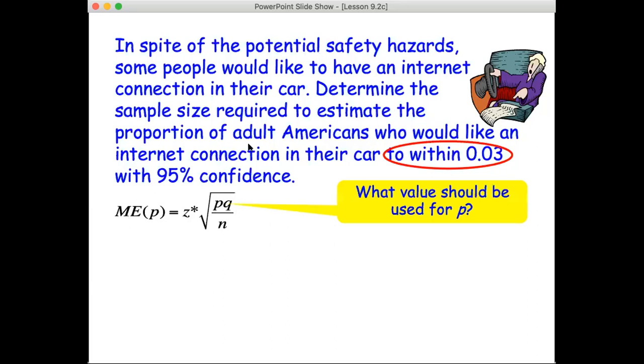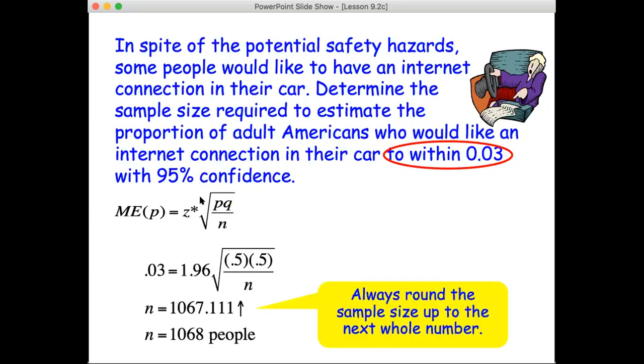Looking at the problem, we have no idea what P might be. So we should plug in 0.5 for P, which means Q, which is 1 minus P, is also 0.5. Z star, this is from our lesson yesterday. We do inverse norm of 0.025, and that will give us a Z star of 1.96. Now that leaves us with just N to solve for.